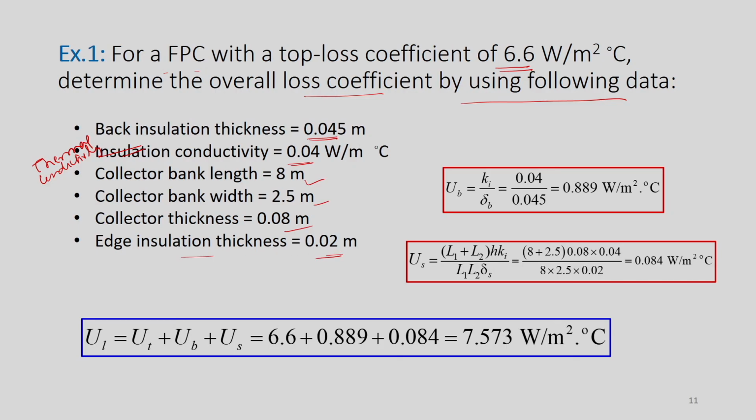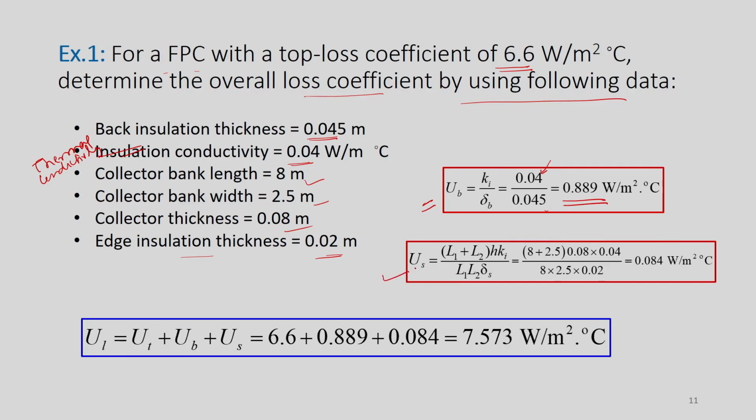Okay. So, how can we calculate this UB? We already have the information: UB is nothing but Ki by del B. So, straight away you can substitute the values of the thermal conductivity of the insulation. This is 0.04 and the thickness is 0.045, then what we will get is UB. UB is nothing but 0.889 watt meter square per degree Celsius, right.